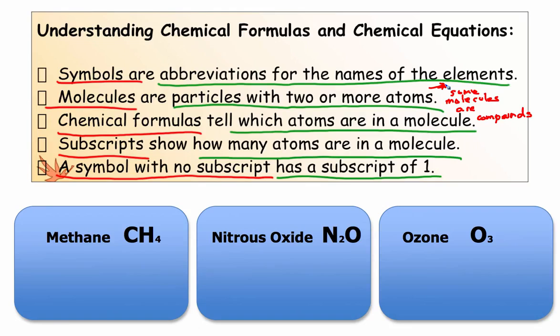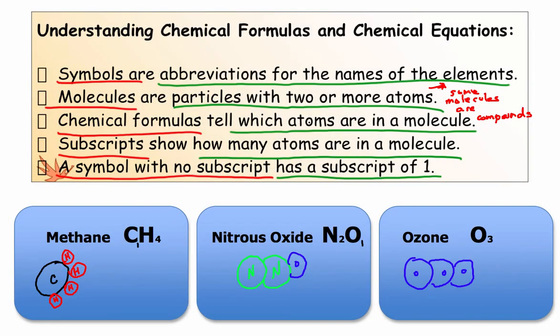So again, I would appreciate it if you would pause for a minute and try to sketch the atom models of the compounds noted below. Methane is CH4, nitrous oxide is N2O, and ozone is O3. Those are chemical formulas that describe those molecules. I want you to pause and see if you can sketch those right now. Then you can turn the video back on when you're done and see if you've sketched them correctly. Okay, let's pause the video right now.